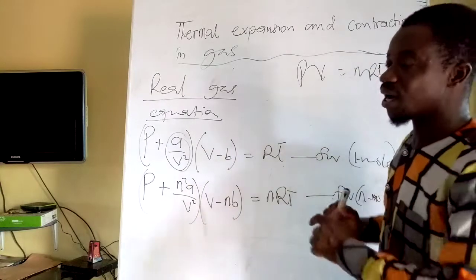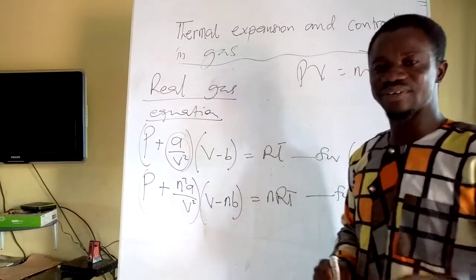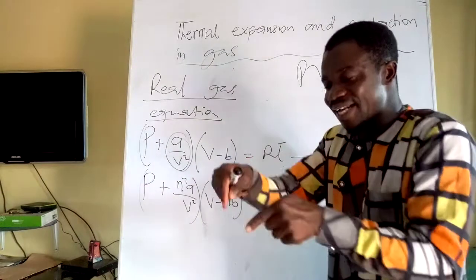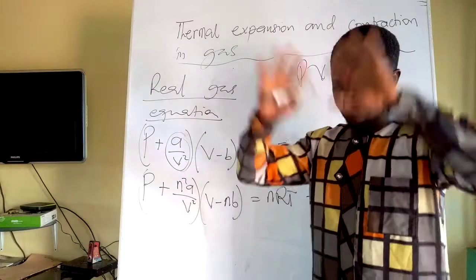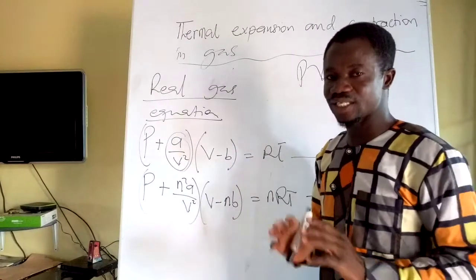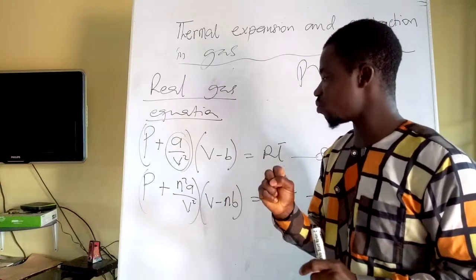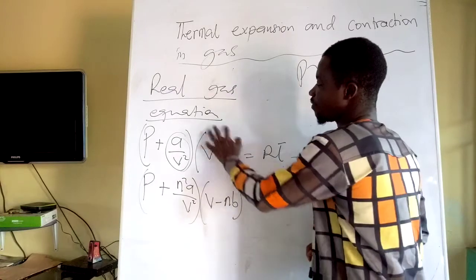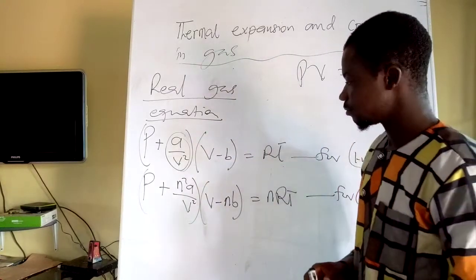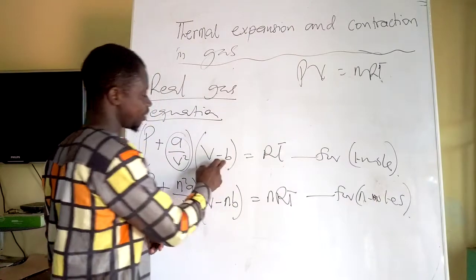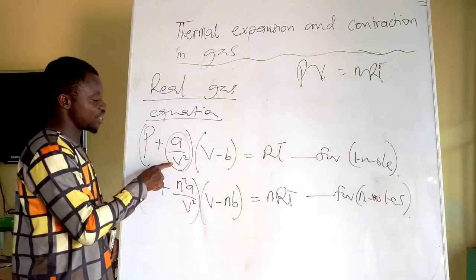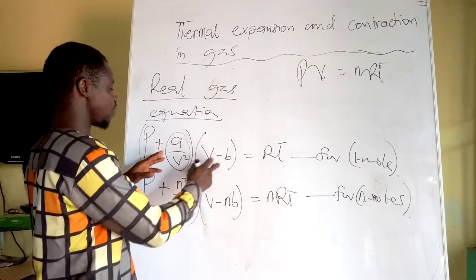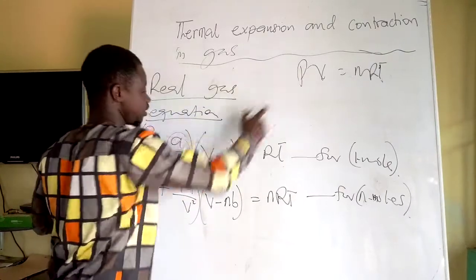nRT. So now, because we are saying in the real gas, the gas occupies volume, we need to take away the volume occupied by the gas from the volume of the container, so that will give us the actual volume that we want to deal with. So we subtract this term from the volume of the container to give us the actual volume of the gas. So this B term is the volume correction. This A over V squared term is the pressure correction. When we do this correction to the ideal gas equation, we get a real gas.